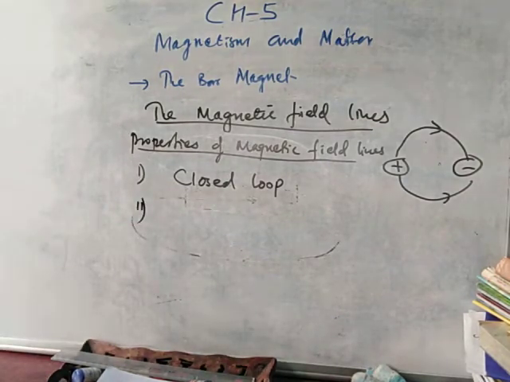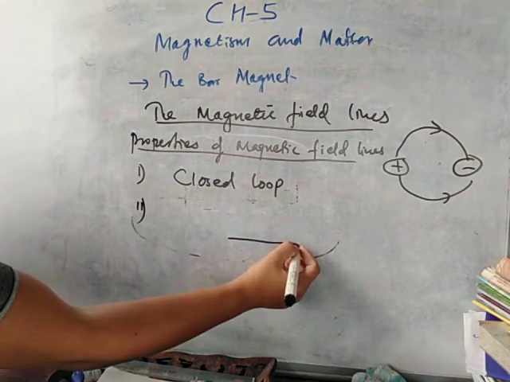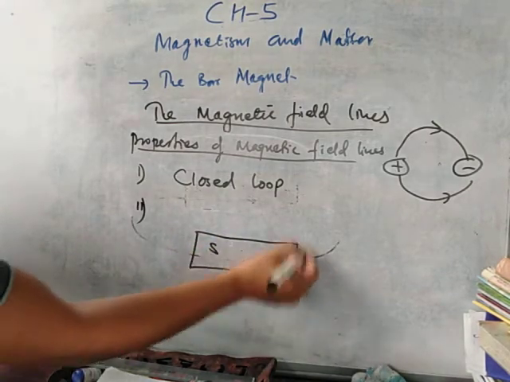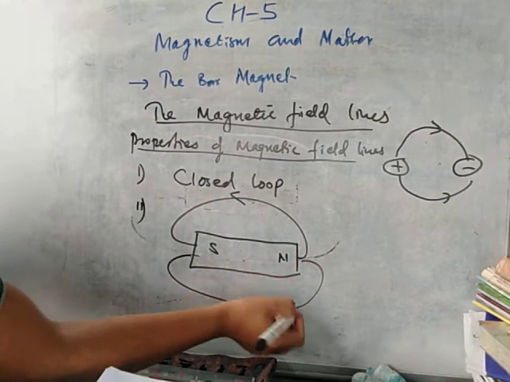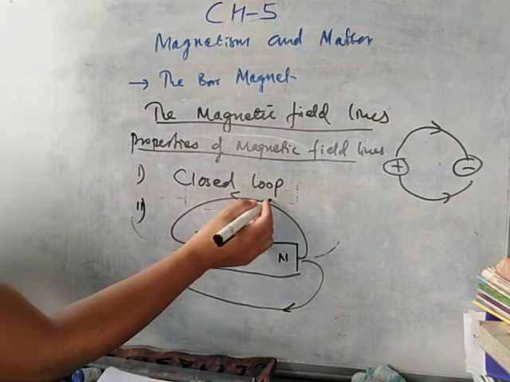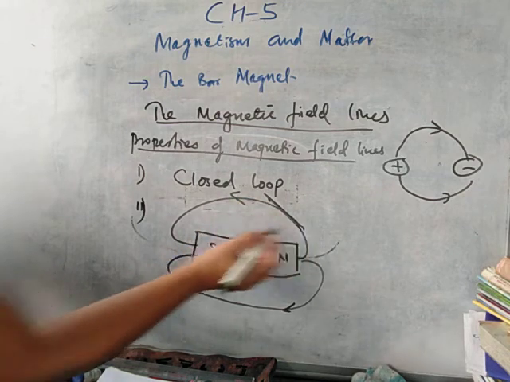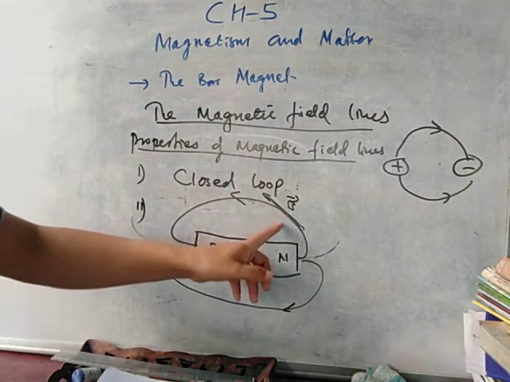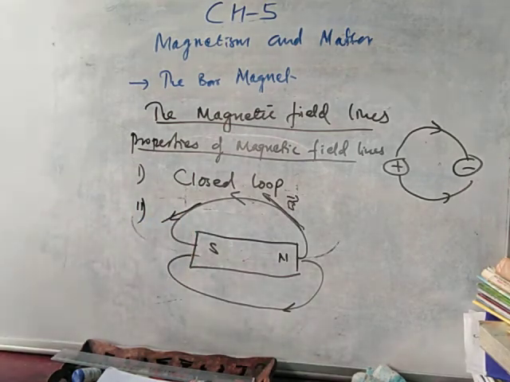Second, we have the tangent. These are your magnetic field lines, north to south. If I want to see the direction of the magnetic field, you have to draw a tangent. This tangent will give the direction of the magnetic field at this point. Likewise at this point this is the direction. The tangent gives the direction of the magnetic field at that particular point.